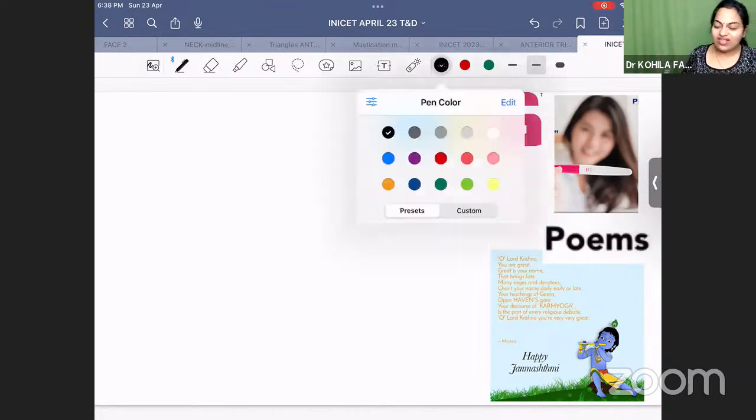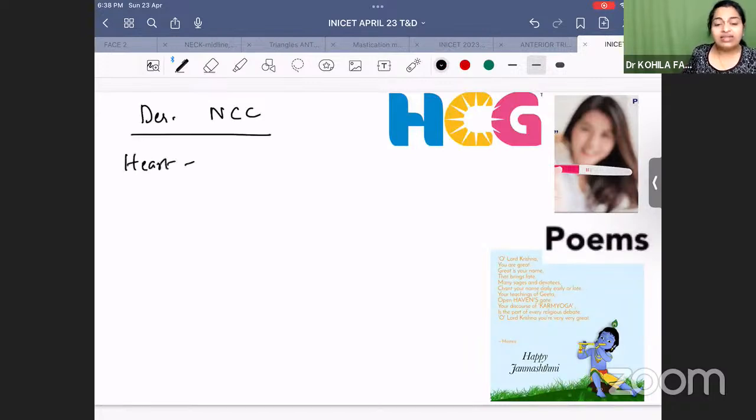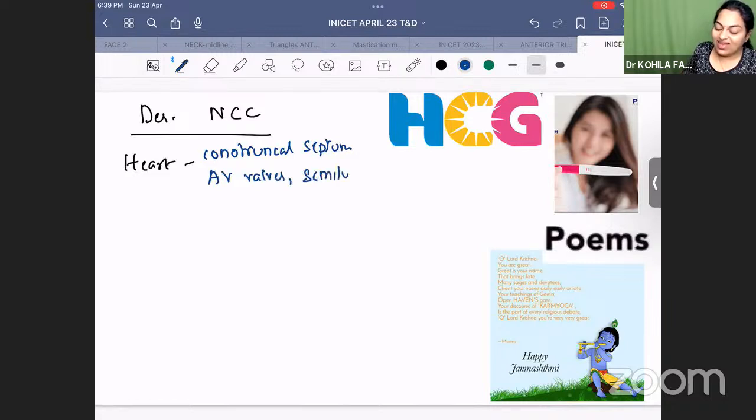So for derivatives of the neural crest, you can remember this: HCG is positive and POEMS are coming off. Now, what does the H stand for? We are talking about derivatives of neural crest. H is for heart: the conotruncal septum. And the endocardial cushions will give rise to the atrioventricular valves and semilunar valves. Then C is the cell. So that's why I put this POEMS.